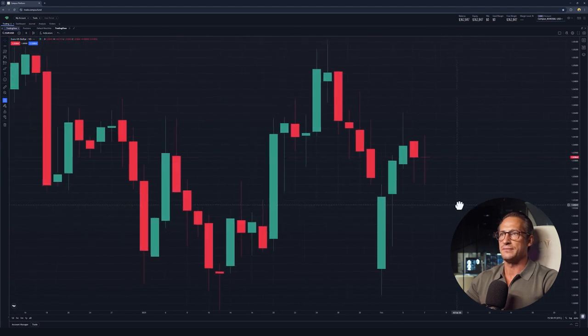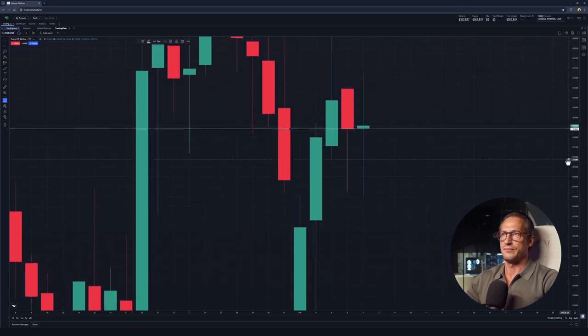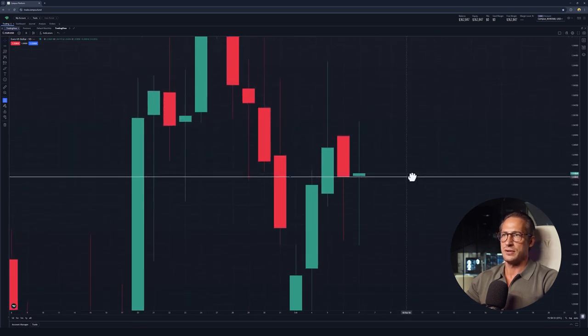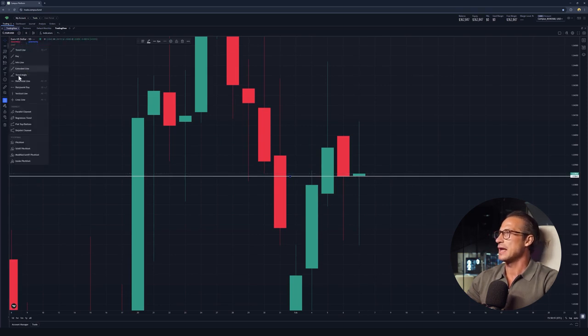Now the current day. And for that, I use a horizontal line. The current day opened here. It's still green. It's a green candle right now as we speak. So the day is still ongoing. So you see how it's moving slightly. It's a daily chart. So it's opened here, so it's green. So the open still is below the close. That's why it's a green candle.